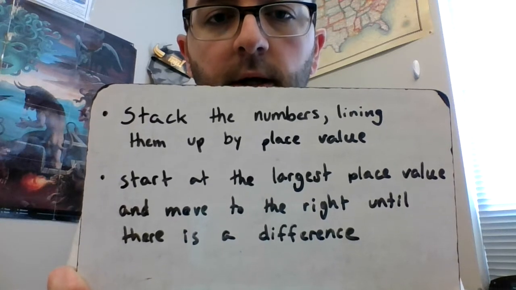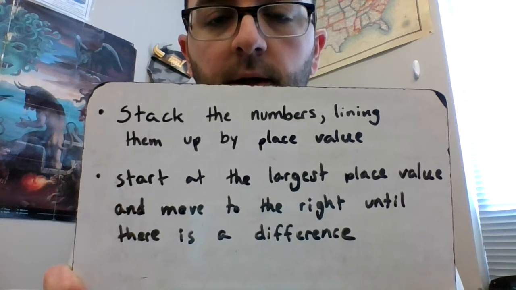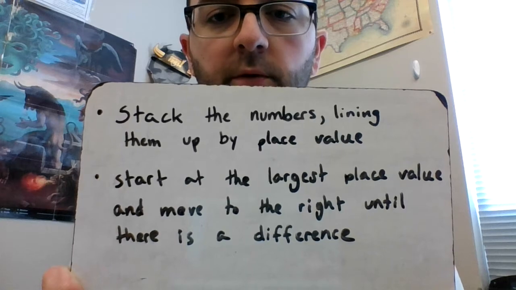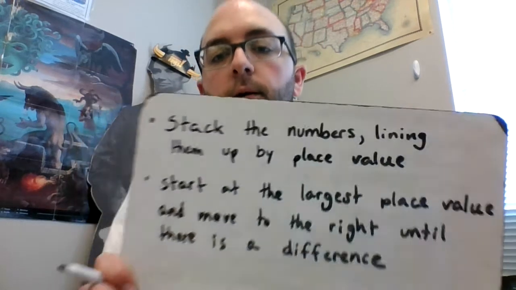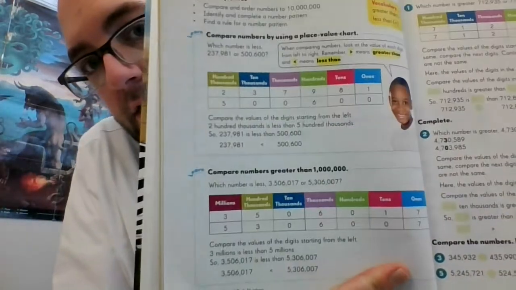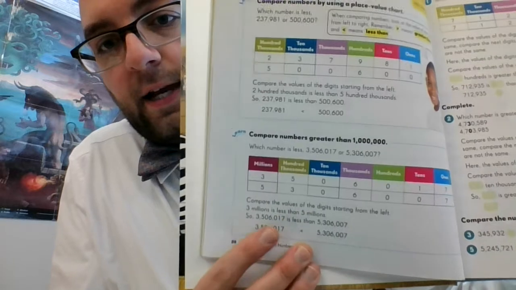Stack the numbers, lining them up by place value. Start at the largest place value and move to the right until there's a difference. Okay. So let me show you two examples. Here's the first one. We got two numbers. It asks, which number is less, 3,506,017 or 5,306,007?